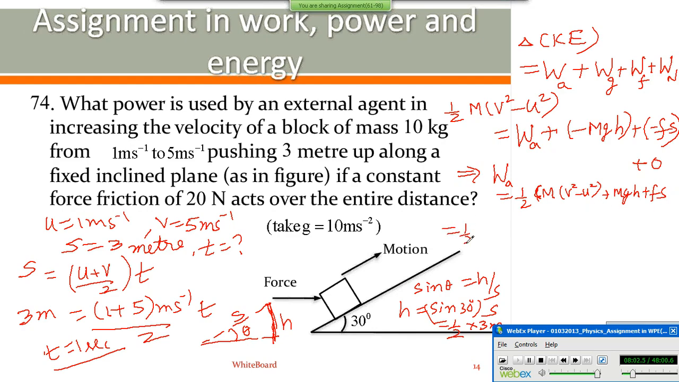The mass m of the block is given to be 10 kg. The final speed v is 5 meter per second. The initial speed u is 1 meter per second. g is given as 10 meter per second square. m is 10 kg. h equal to 3 by 2 meter. Magnitude of friction force is 20 newtons. Magnitude of the displacement of the block is 3 meters. We have expressed all units in the SI system, so this work done will be in joules.